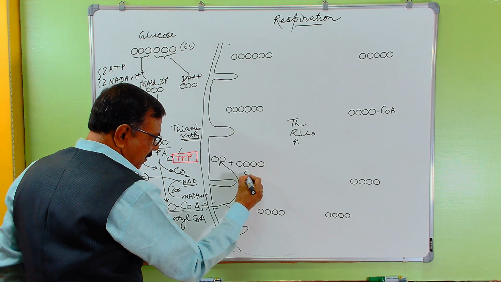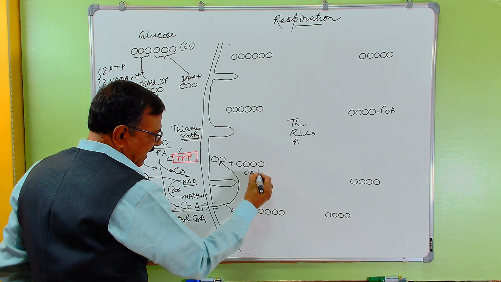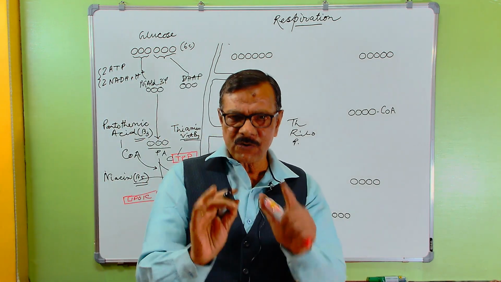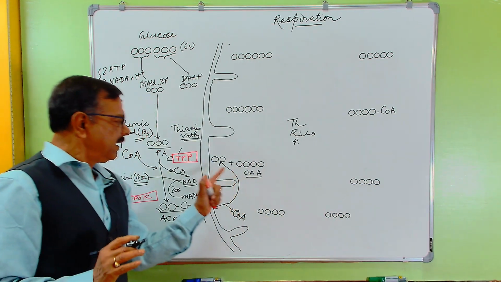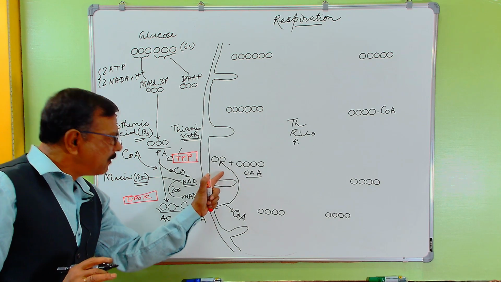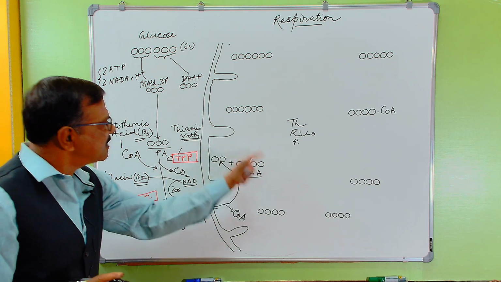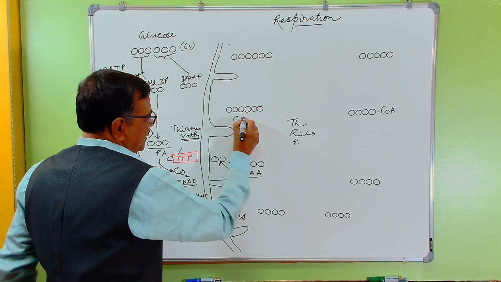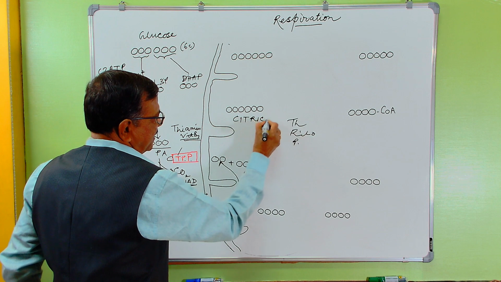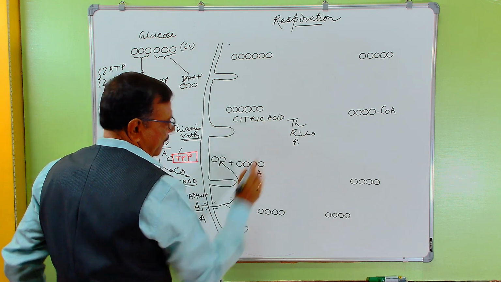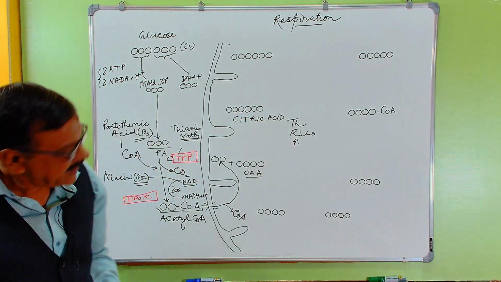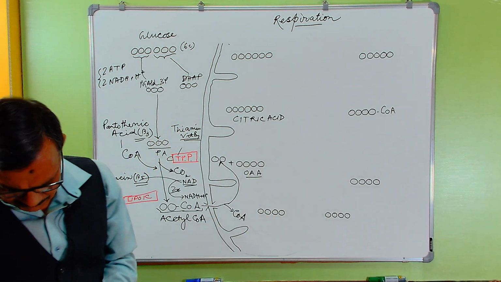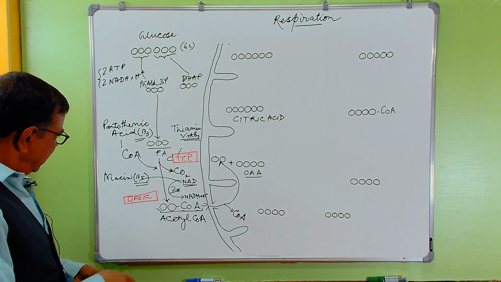is known as oxaloacetic acid, or somebody says oxalate. So this oxaloacetic acid is present here, and it takes the 2 carbon molecule: 1, 2, 3, 4, 5, 6. It is citric acid. Citric acid is produced here.